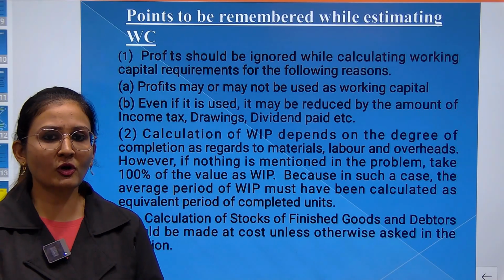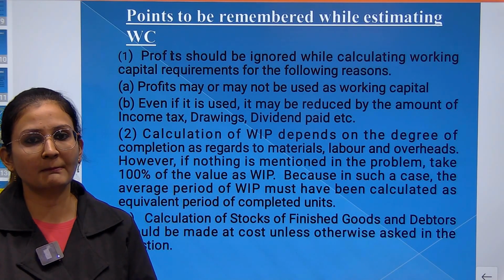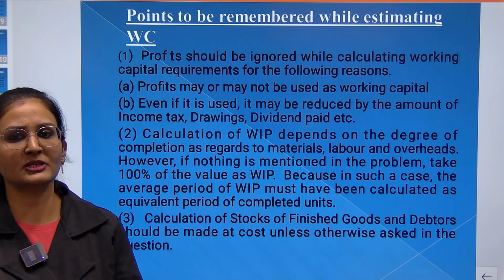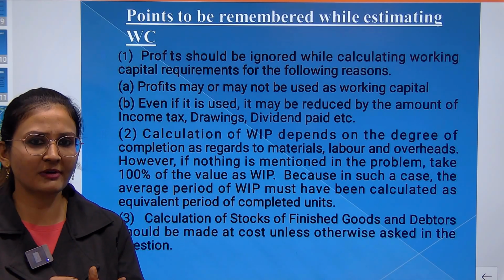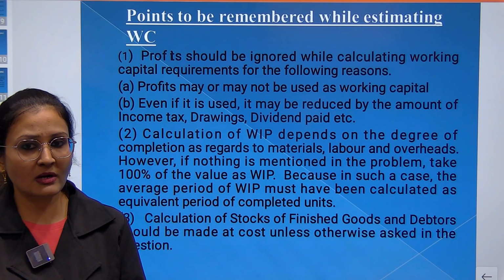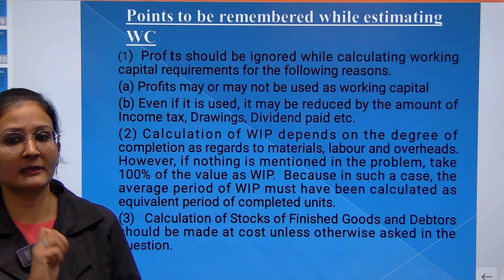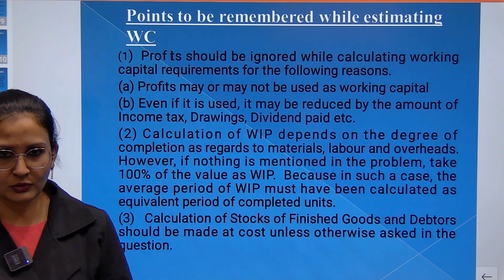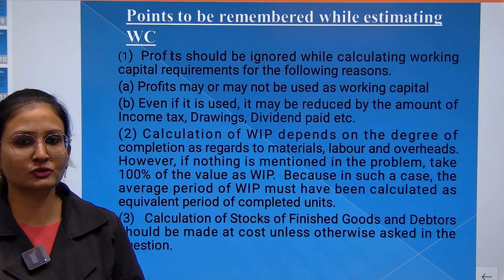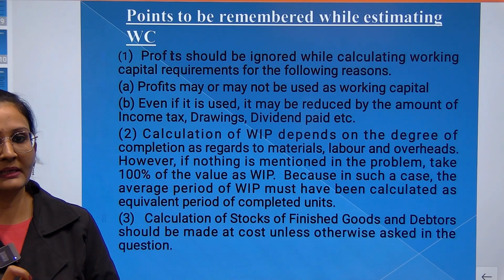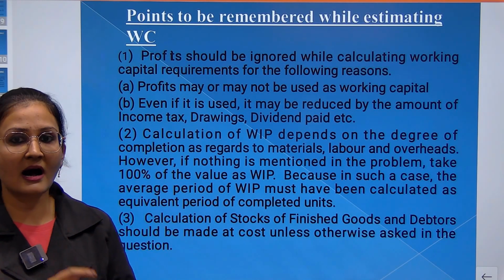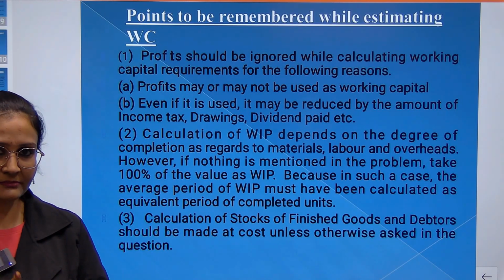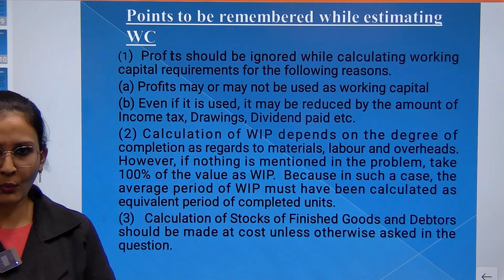Then, calculation of work in progress depends on the degree of completion with regard to material, labor and overhead. However, if nothing is mentioned in the problem, take 100% of the value as work in progress, because in such a case the average period of work in progress must have been calculated as the equivalent period of completed units. The third one is that calculation of stocks of finished goods and debtors should be made at cost unless otherwise asked in the question. So these are the points which you need to remember while calculating your working capital.